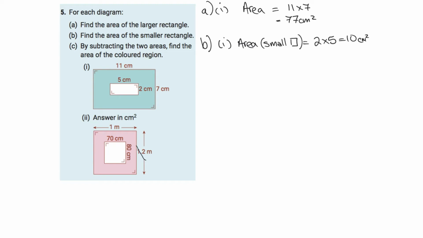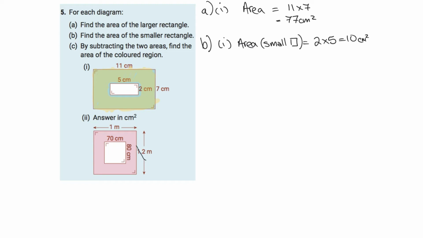And then it says, by subtracting the two areas, find the area of the coloured region. So when I found the area of the larger rectangle, I was finding the area of all of this. All of that is 77. Then I found the area of the smaller rectangle. And if I subtract that from the larger one, it's going to give me the area of just the shaded region. So that's why I have to do a subtraction.